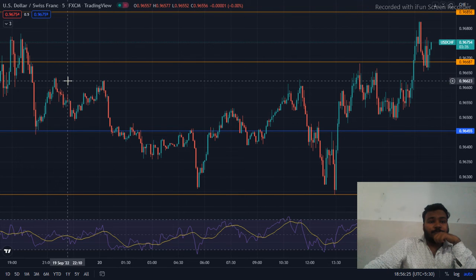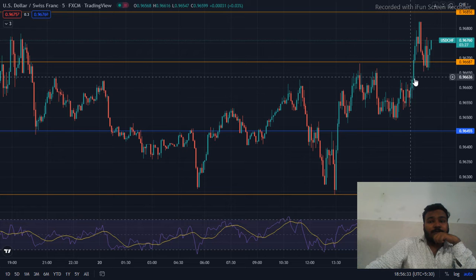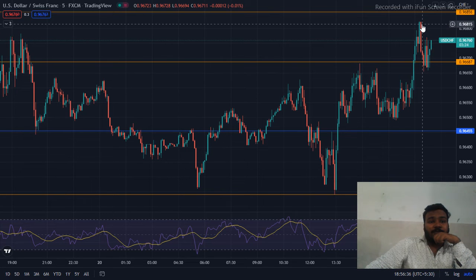See, this is a zone. See this line, trace this line over here. It got broken over here, retested. After retesting, we got an entry and we made some trade over here too.